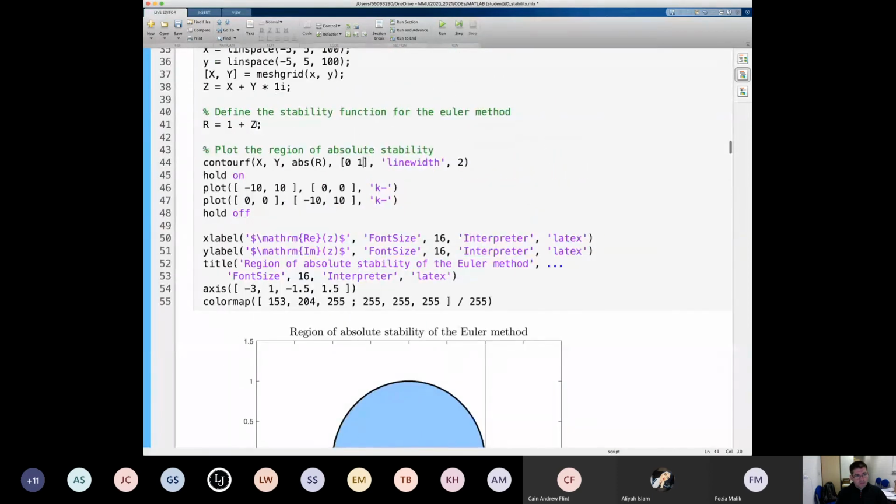So for example, if I change this and make it into the fourth order method, plus 1 over 24. So this is the fourth order series expansion of e to the z, which is the same as the stability function for the ERK method. Run that again.